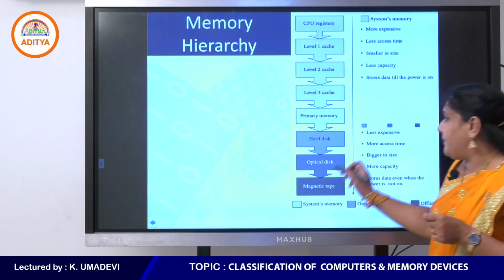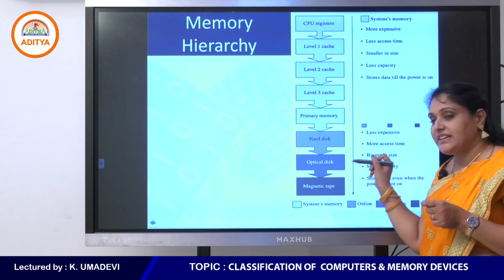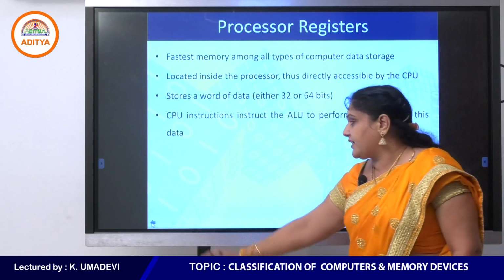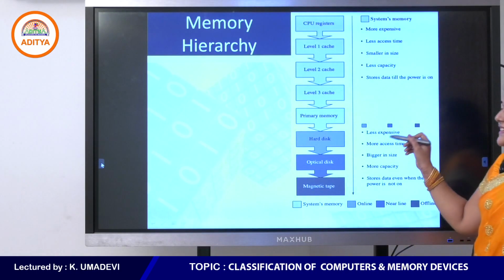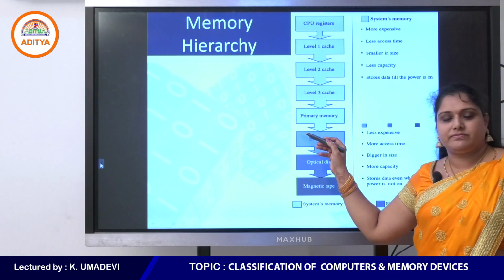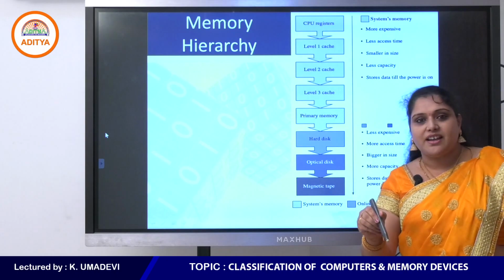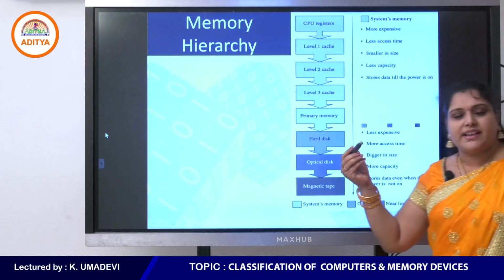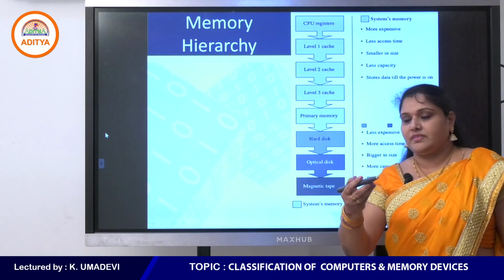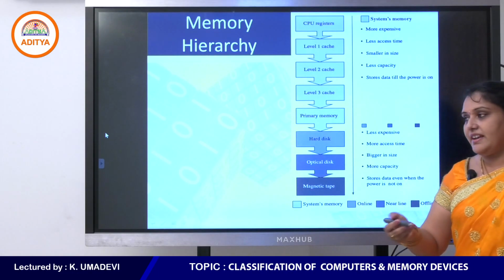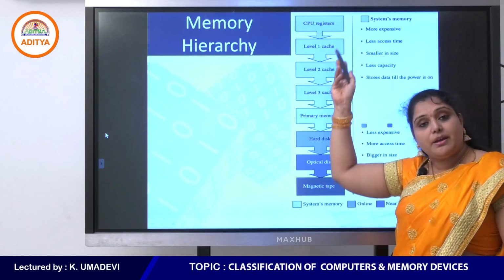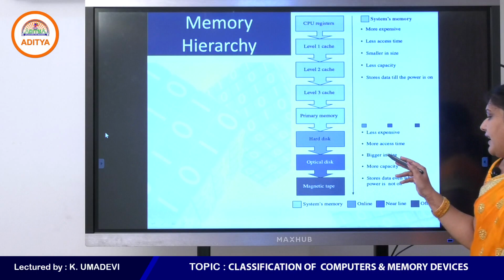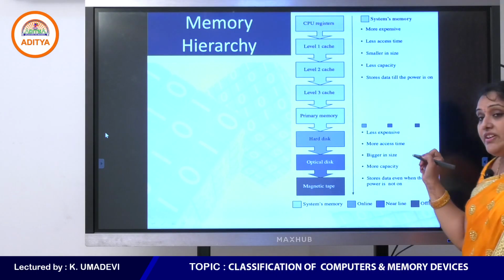After primary memory come hard disk, optical disk, magnetic tapes. These are used to store large amounts of data. Secondary storage devices are cheaper than primary memory devices, so less expensive, but more access time because storage capacity is high. They are bigger in size when compared to cache memory, CPU registers, RAM and ROM, etc. And they have more capacity and store the data even when the power is off.